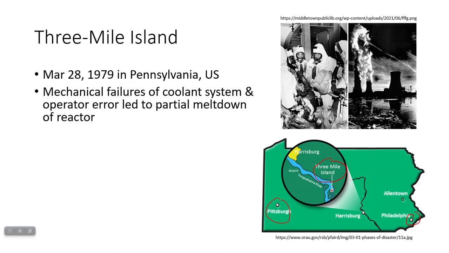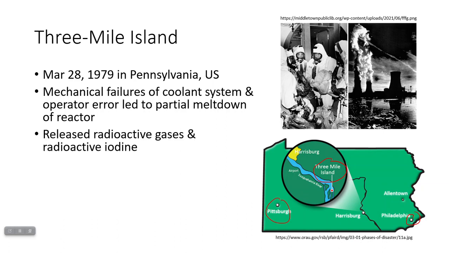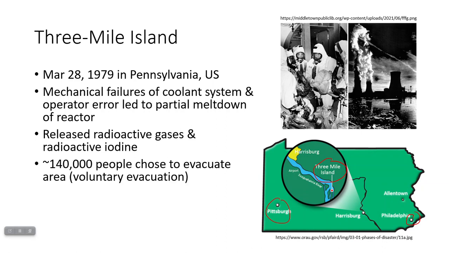And so what happened in 3 Mile Island was the coolant system failed, and that led to a partial meltdown of the reactor. It did result in the release of some radioactive gases and some radioactive iodine. There wasn't a mandatory evacuation. Instead, there was a voluntary evacuation. About 140,000 people chose to leave. I know they recommended that young children and pregnant women leave the area, but they didn't make people leave the area.